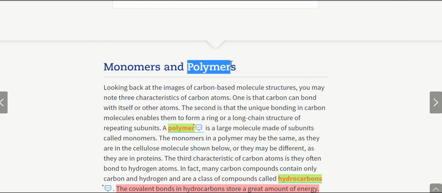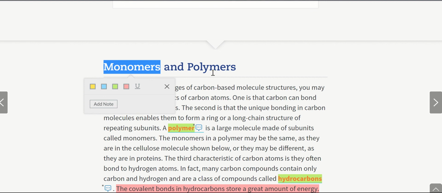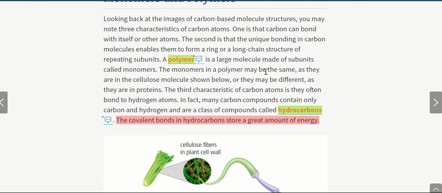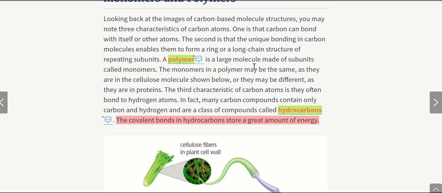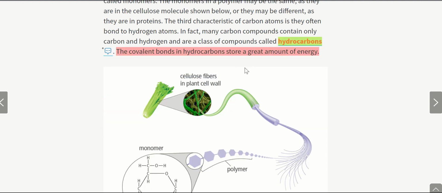And that would be the polymer. And the monomer would be the individual pearl or bead that you use to make that necklace. So the definition of a polymer, if you click on the little 3 dots, is a large carbon-based molecule formed by monomers. So what are some of those monomers? That's what we'll talk about with each individual one.